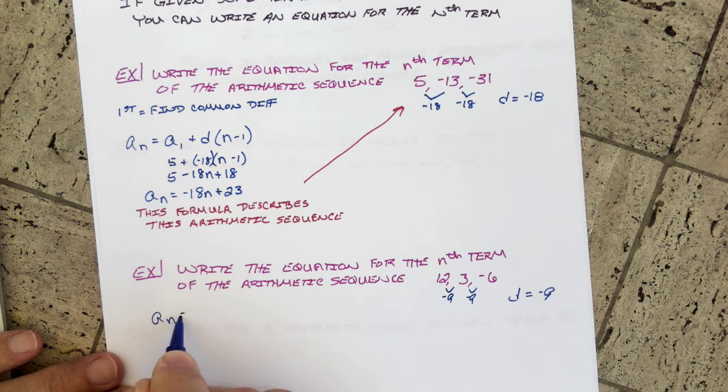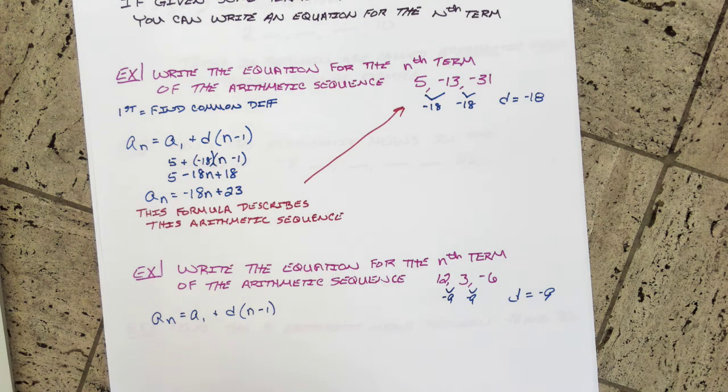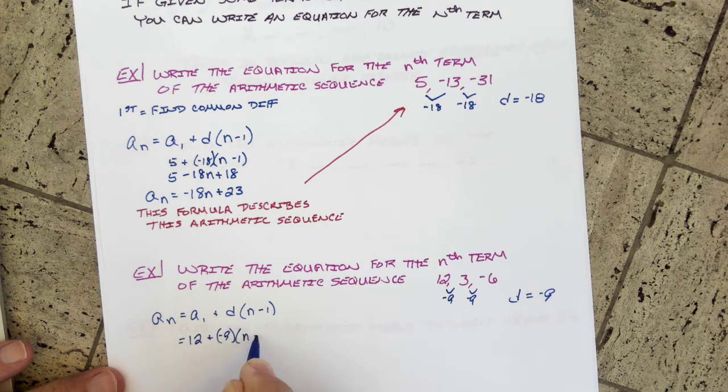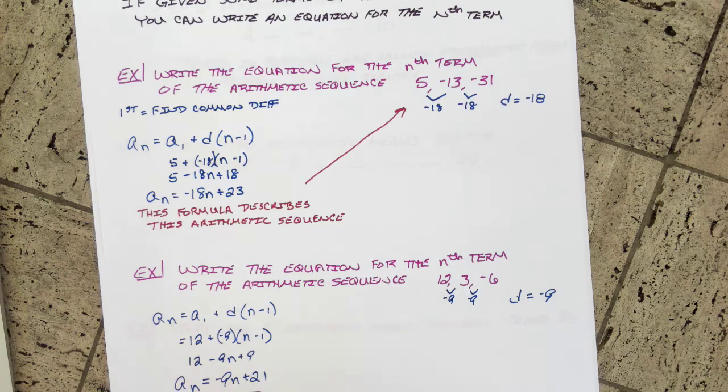All right, a sub n equals a sub 1 plus d times the quantity n minus 1, our arithmetic formula. So plug in what we know. A sub n, we do not know yet. We know the first term is 12. We've got a negative 9 times the quantity n minus 1. 12 minus 9n plus 9, so a sub n equals negative 9n plus 21. So we have our answer there.